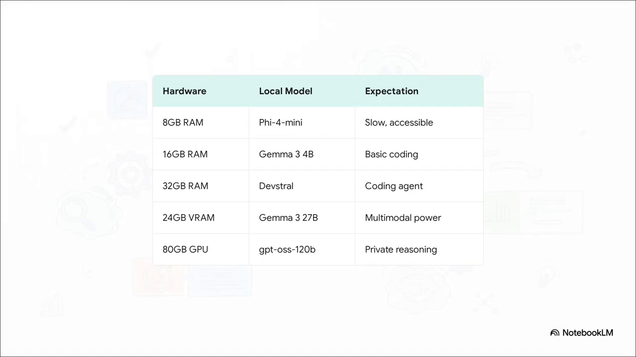Matching your exact hardware to the right model is so critical here. Please don't just download the biggest model available. It will absolutely crash your machine. For a basic 8GB student laptop with no GPU, Microsoft's Phi-4 Mini will actually run perfectly fine on your CPU. Got a solid 32GB RAM workstation? Devstral is an incredible coding agent that actually understands your private code base. And hey, if you're lucky enough to have high-end enterprise GPU infrastructure, you can deploy OpenAI's open-weight GPT-OSS models for top-tier private reasoning.